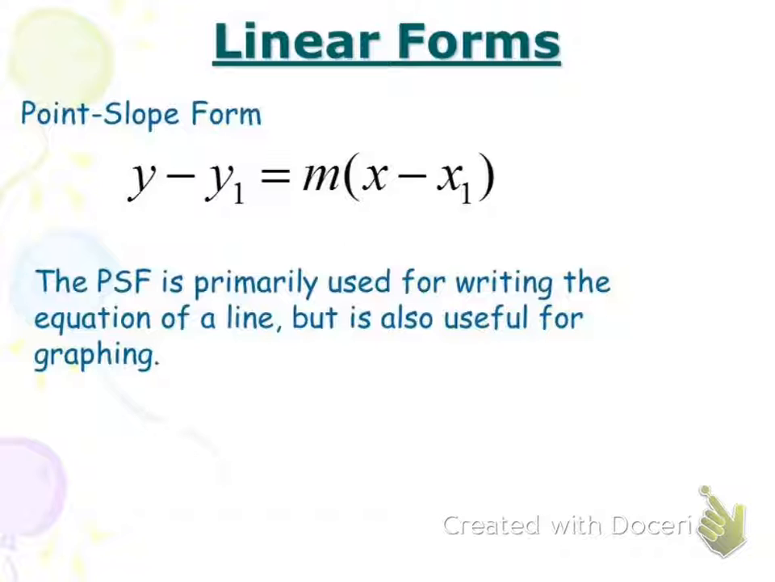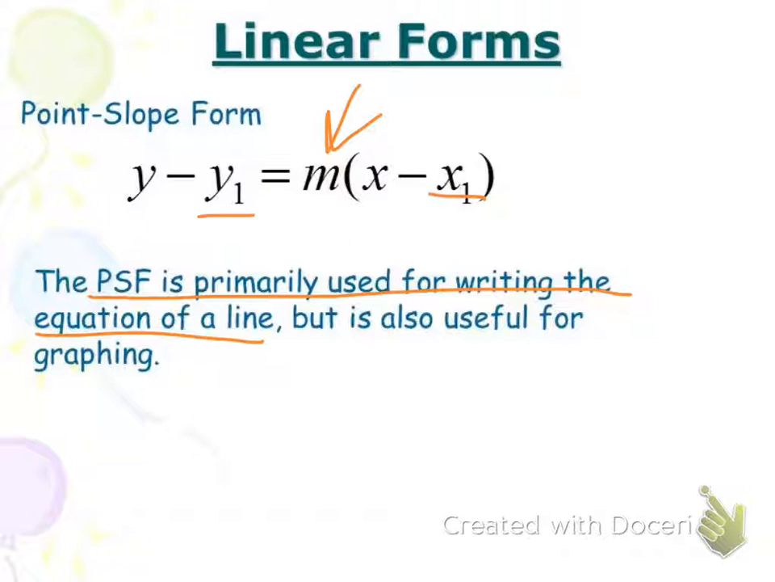The point-slope form is primarily used for writing the equation of a line. Primarily. It can be used for graphing because we have a point. X1, Y1 is a point, and m is the slope. So if we have any point and we know the slope, then we can do rise and run from that point and get the rest of the line. So you can use it for graphing. It's primarily used for writing the equation of a line.